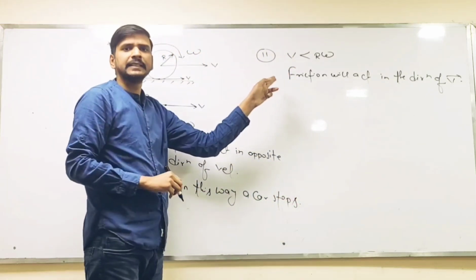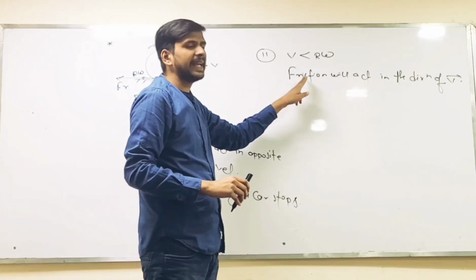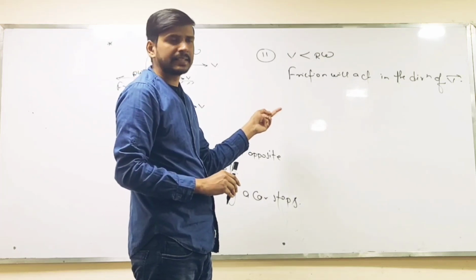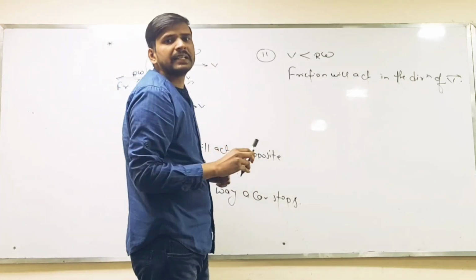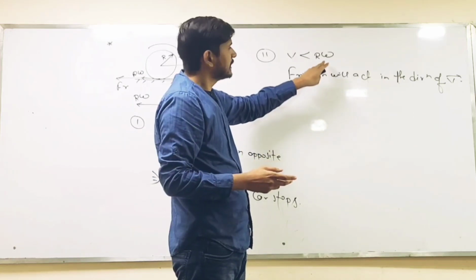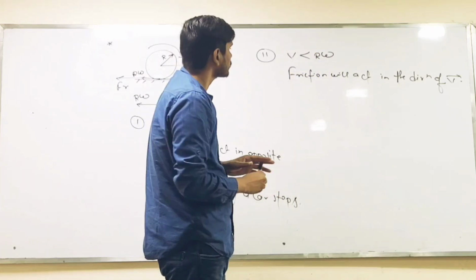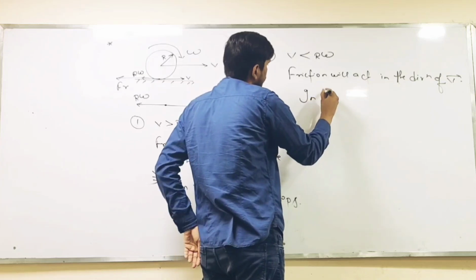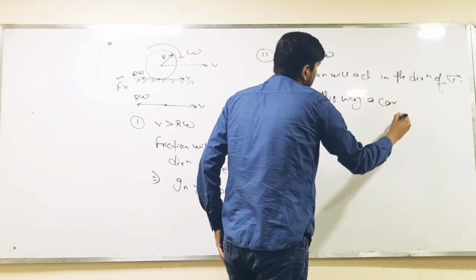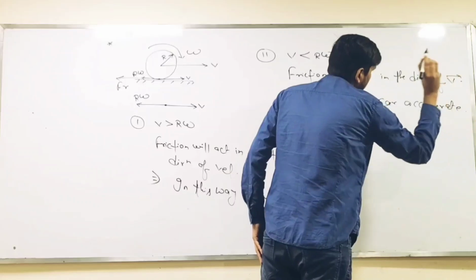As friction is acting in the direction of velocity, velocity will increase because due to friction there is acceleration in the direction of velocity. As velocity is increasing, we can say that in this way a car accelerates. When we start a car, the car accelerates in this way, a car or a vehicle accelerates.